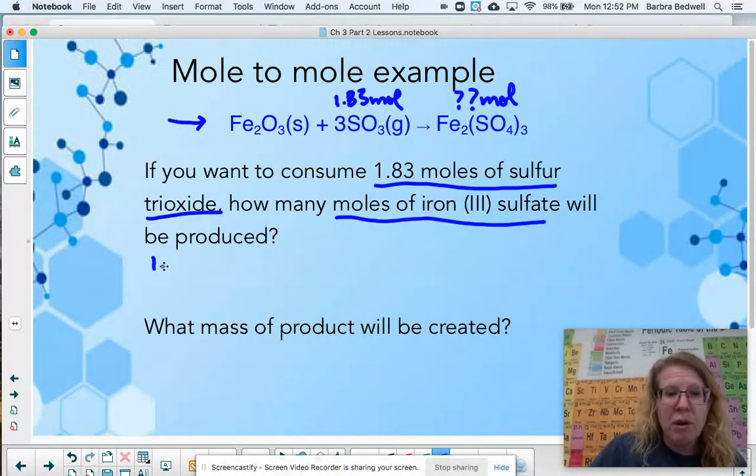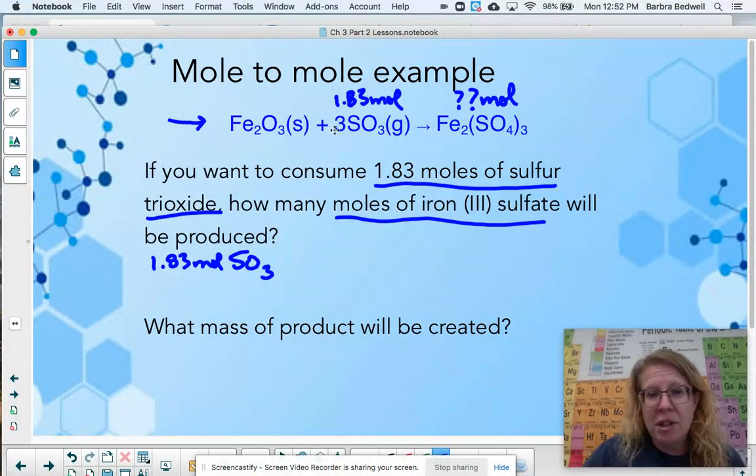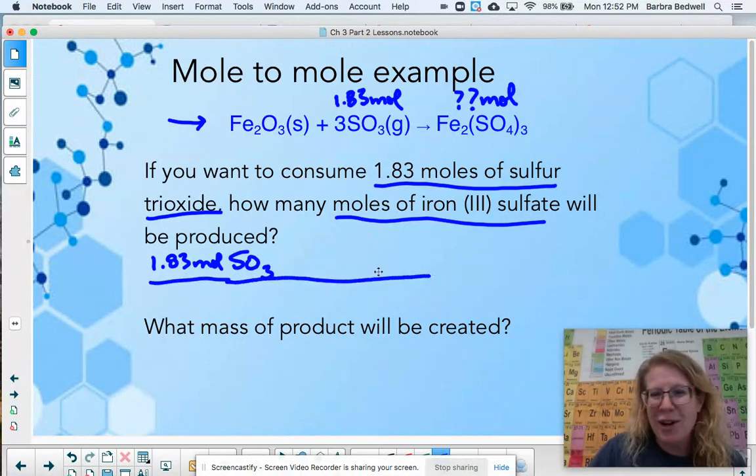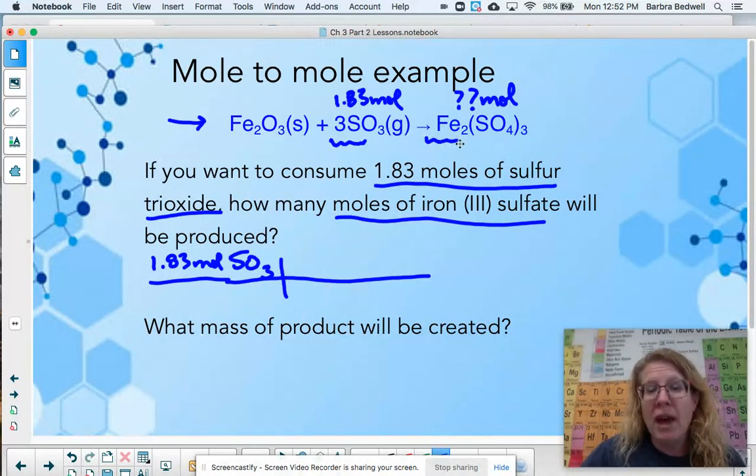So I can set it up. Start with what you're given, 1.83 moles of SO3. Now notice I did not put that coefficient in there yet, because I just know that I have 1.83 moles of sulfur trioxide. So now when I do my conversion, I know it's 3 moles of SO3 will produce 1 mole of Fe2(SO4)3. It's a crazy thing to say, right? So follow your units. Let the equation, the recipe, be your guide.